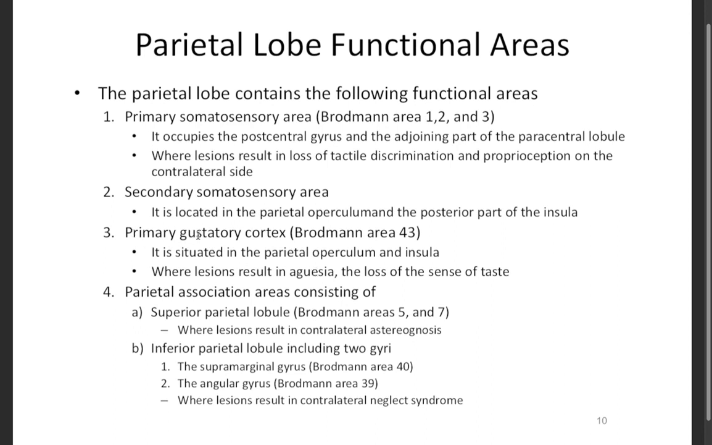The primary gustatory cortex, which is Brodmann area 43. It is situated in the parietal operculum and the insula.